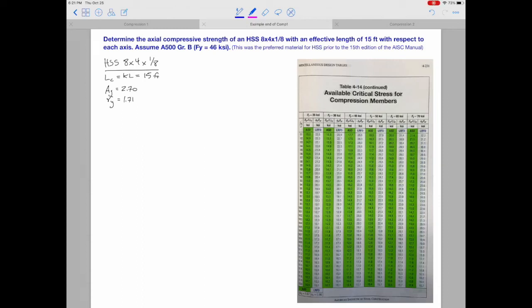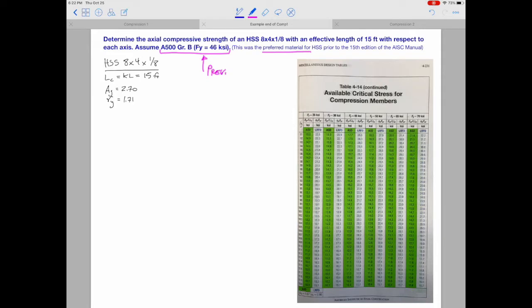Let's do a local buckling example now. We see that we've got an HSS and we've got the effective length, and then I want to point out that we're using a different material here than what's listed in your 15th edition manual for the preferred material for HSS. The reason that I've done this is that this is the previous one.